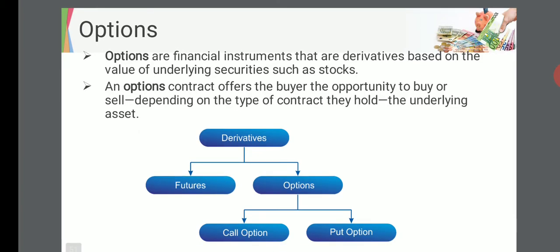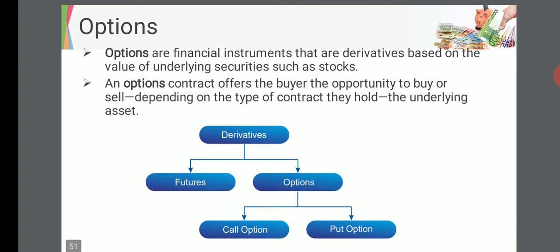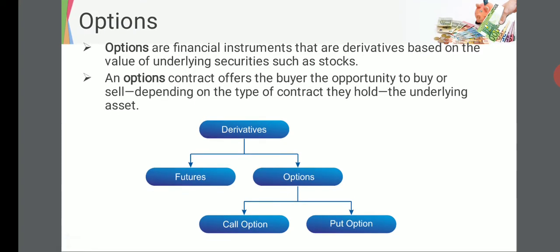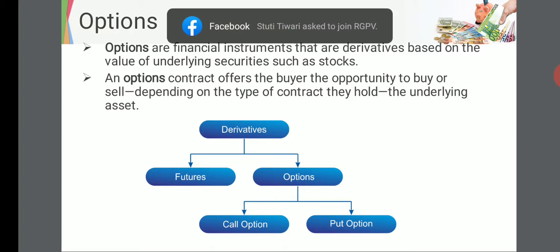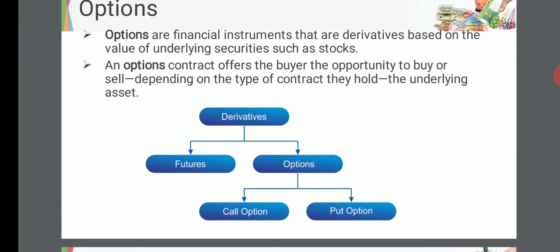We've already discussed options elaborately in the second unit. Options are financial instruments that are derivatives based on the value of underlying securities such as stocks. An options contract offers the buyer the opportunity to buy or sell the underlying asset, depending on the type of contract they hold. The option to buy is called a call option and the option to sell is called a put option. If someone has any doubt about options, they should visit the unit 2 video to understand options.